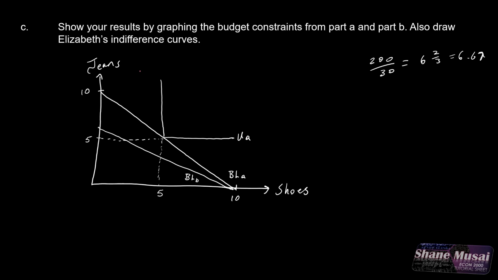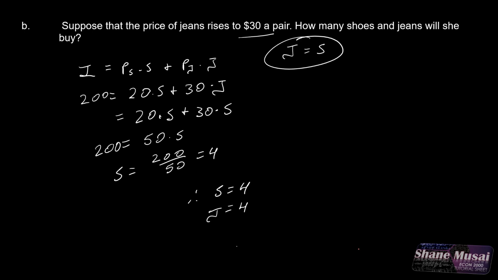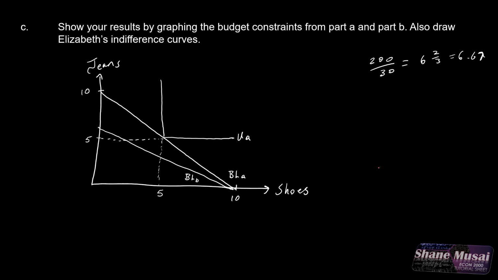And so in part B, when the jeans were $30, we saw that she would have purchased 4 pairs of shoes and 4 jeans. Right, so 4 should be somewhere here. And her indifference curve for part B would have looked like this.